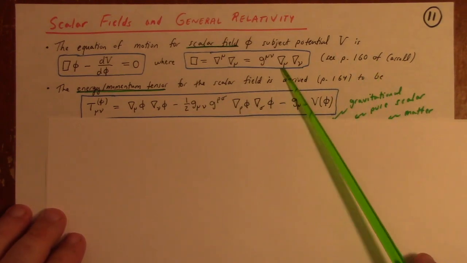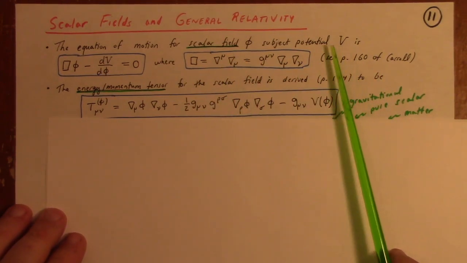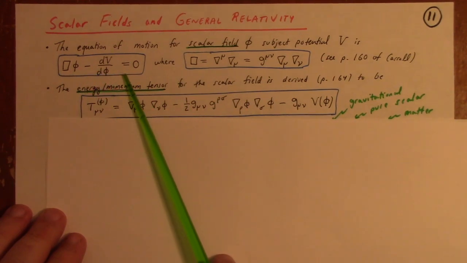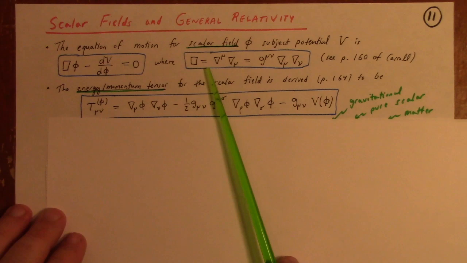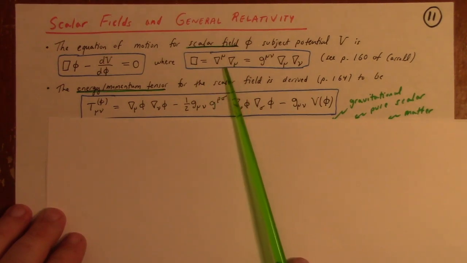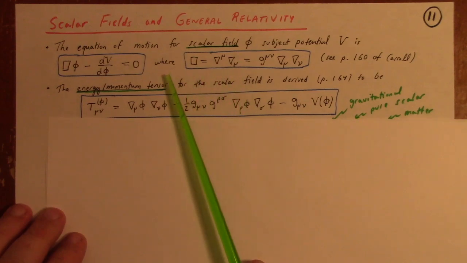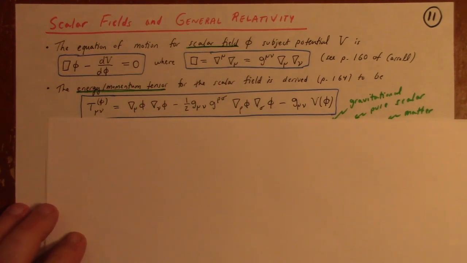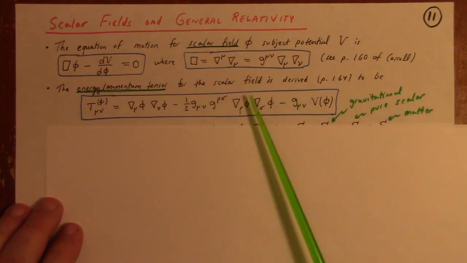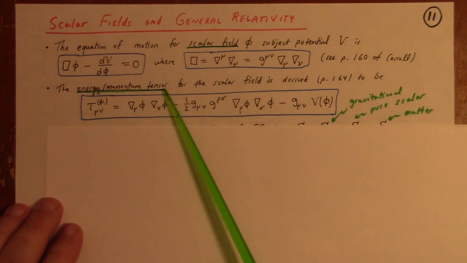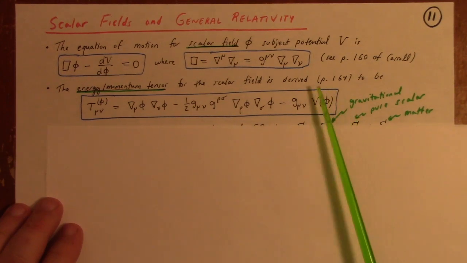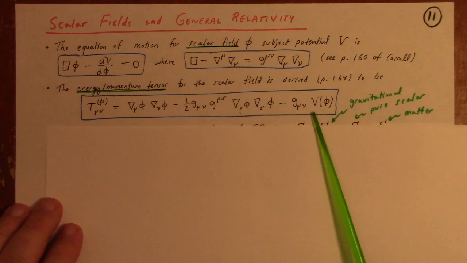But anyway, a scalar field with potential V has these equations of motion. Now in curved space, the box is the contraction of the covariant derivatives. And so this is sort of the curved version of what's called the Klein-Gordon equation, I believe. And in this context, the energy momentum tensor ends up being this, and it's on page 164. He derives this. So here's what that looks like.